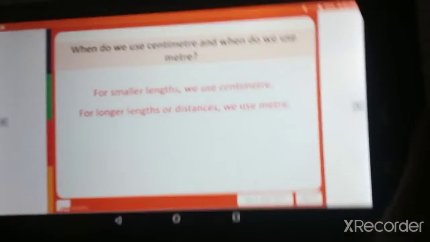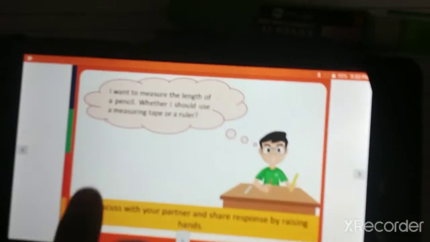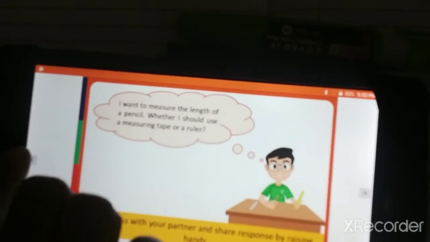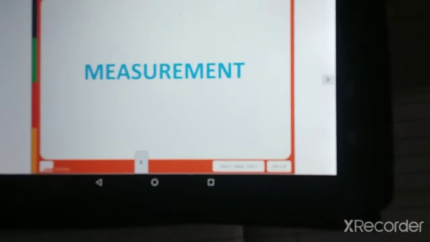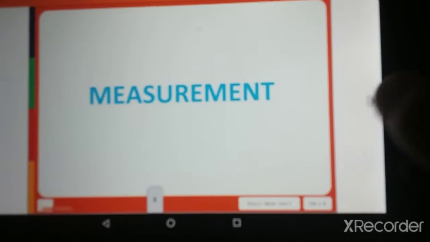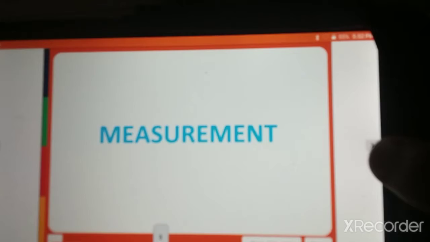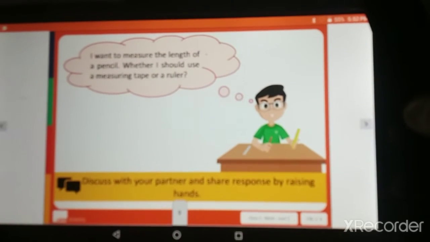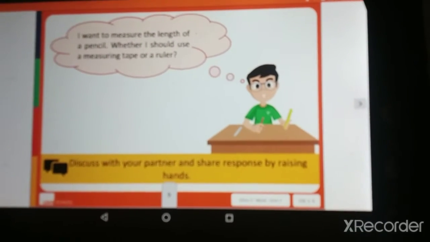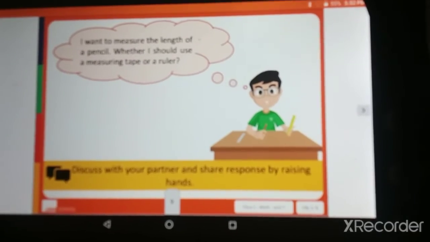Now, measurement. In this, I want to measure the length of a pencil.